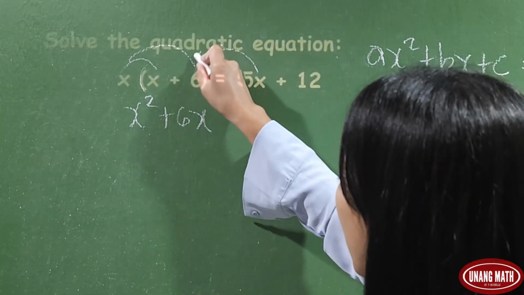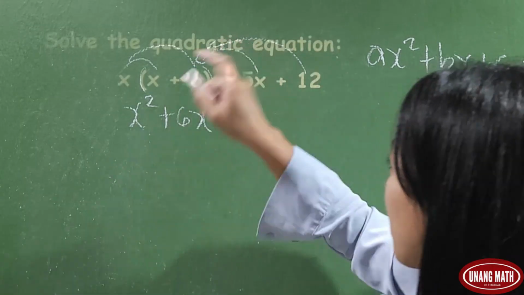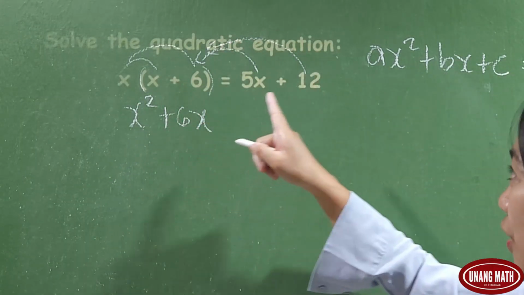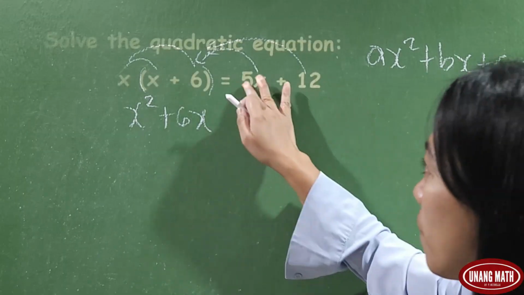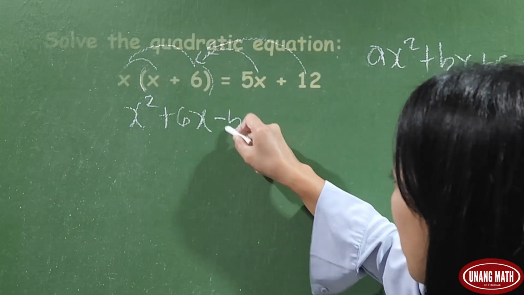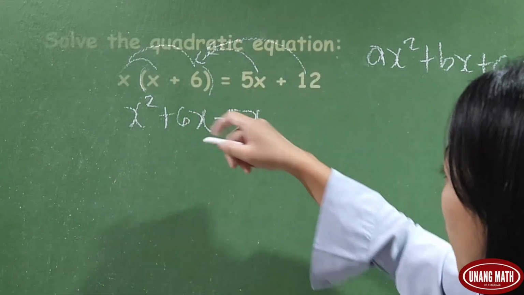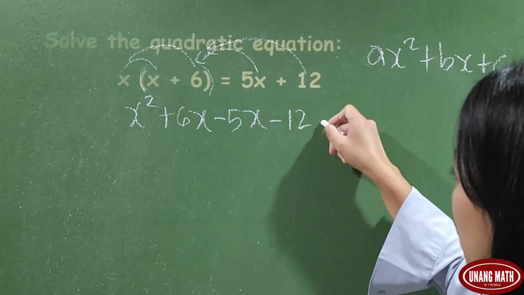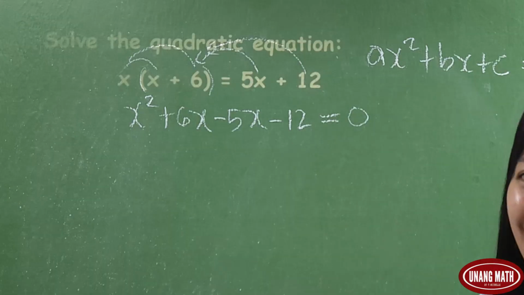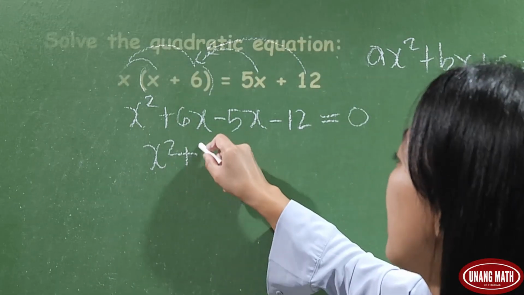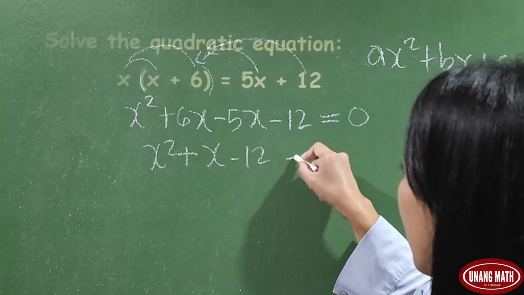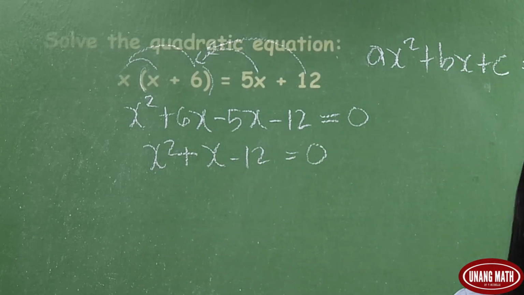And we will be moving this term and this term to the left side, so we can equate this to 0. So 5x becomes negative 5x. 12 becomes negative 12, so minus 12. And now this is equal to 0. So x squared plus x minus 12 is 0.